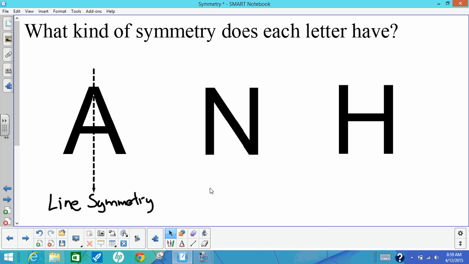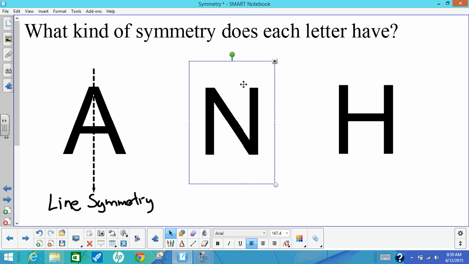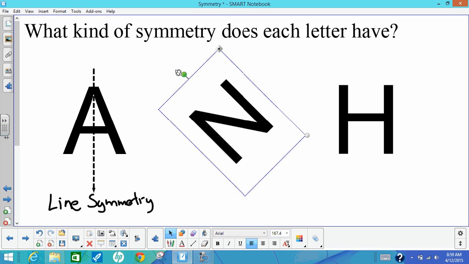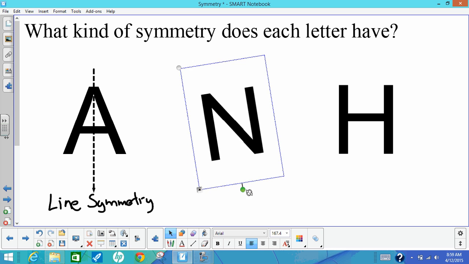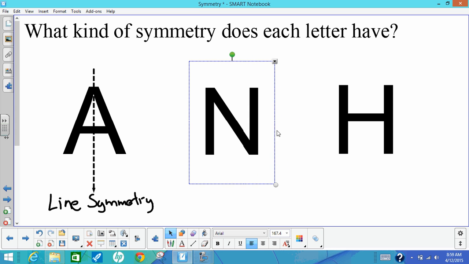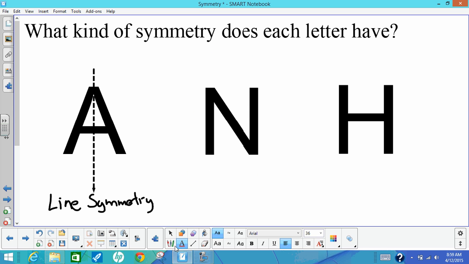Let's look at the letter N. If we rotate this letter N 180 degrees, it looks the same. So that means it's going to have point symmetry, and the point where it's symmetrical is right in the middle. So we're rotating about that point. If we rotate 180 degrees like I just showed you, it would be the same. So this has point symmetry.